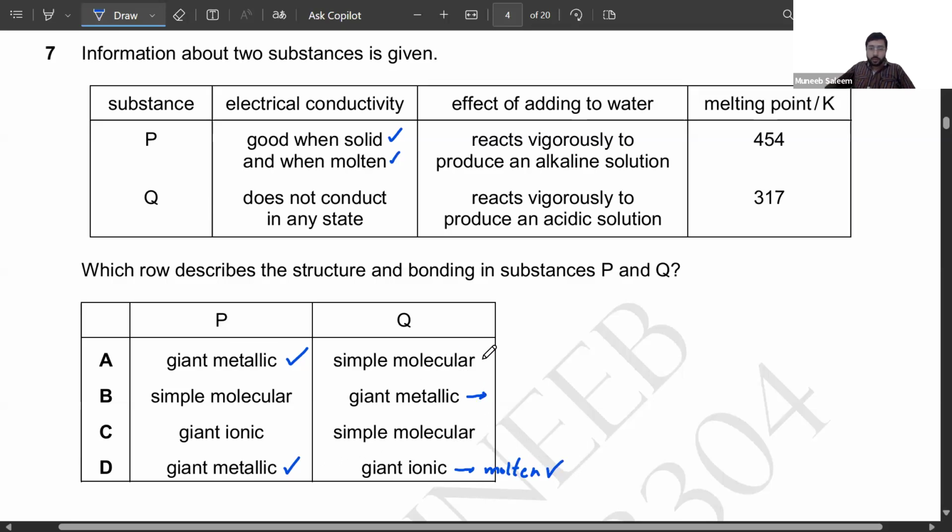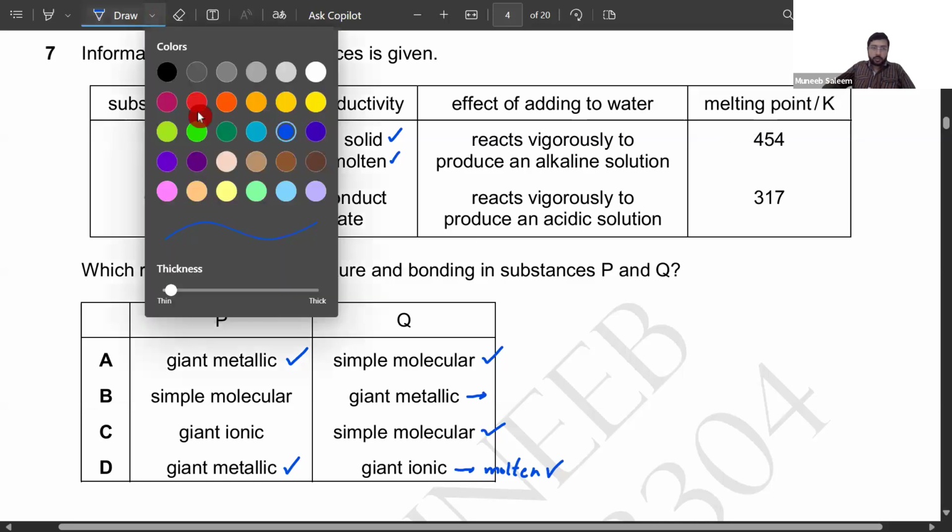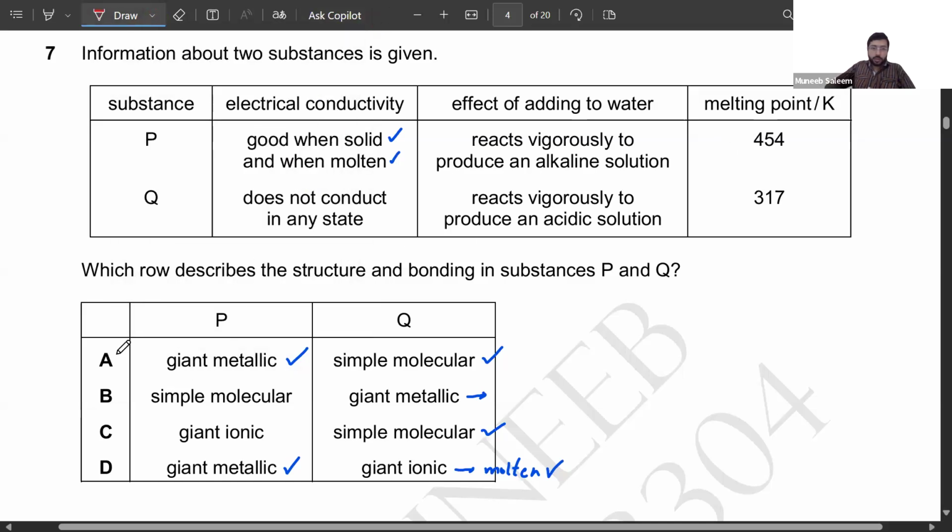So the right option is simple molecular, which does not conduct electricity in any condition. The second column, about adding water, is totally matching with these other options, and also the melting point. So that's why the correct option becomes option A, which has both the columns ticked.